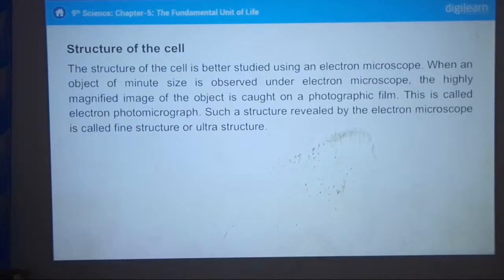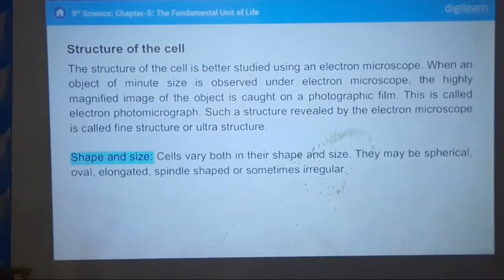The structure of a cell is better studied using an electron microscope. When an object of minute size is observed under an electron microscope, the highly magnified image of the object is caught on photographic film. This is called an electron photomicrograph. Such a structure revealed by the electron microscope is called fine structure or ultrastructure. Shape and size. Cells vary both in their shape and size. They may be spherical, oval, elongated, spindle-shaped, or sometimes irregular.